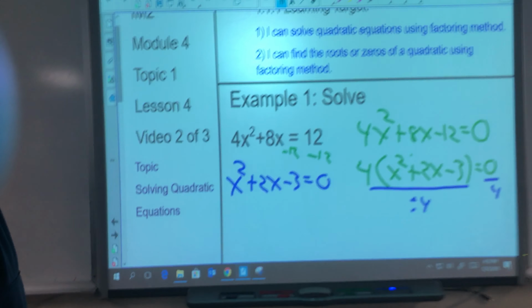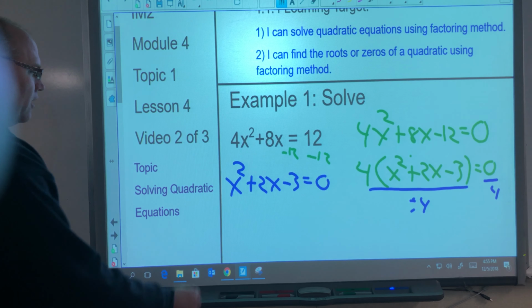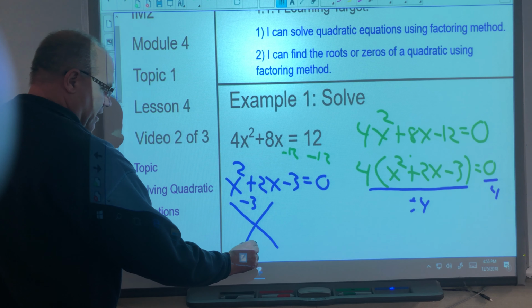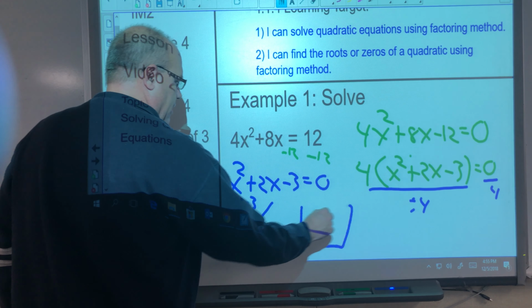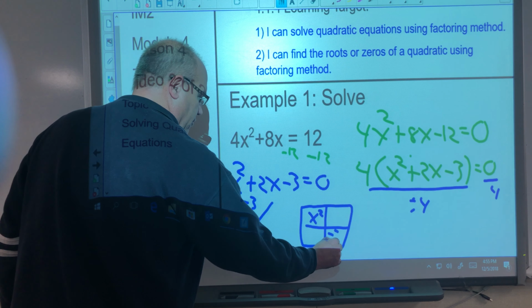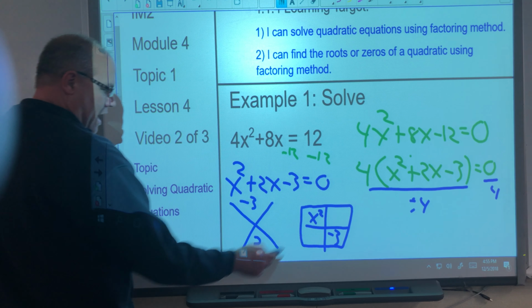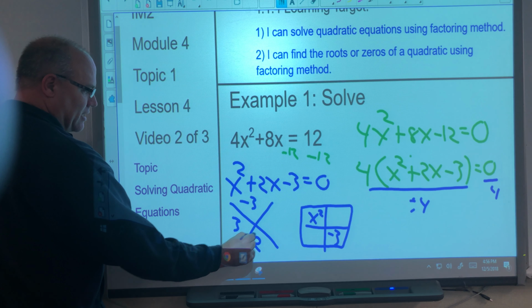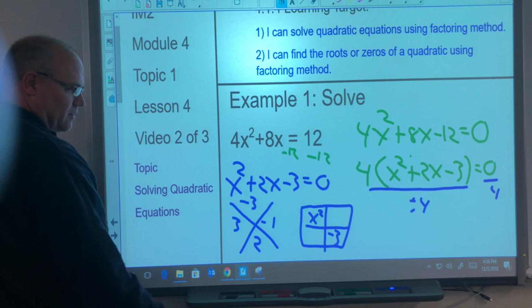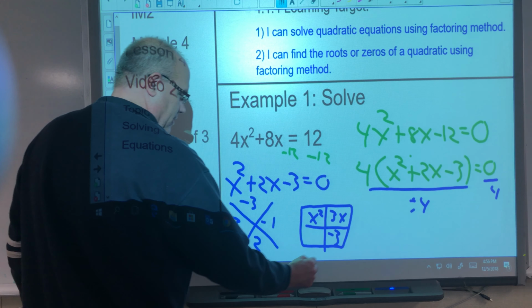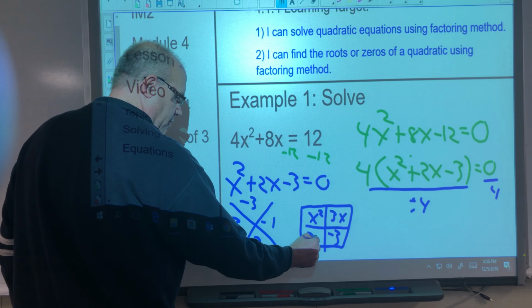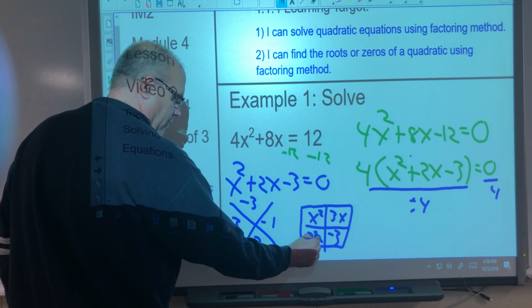All right, so now this is an easier one to factor. I'm going to do my diamond. So two numbers I multiply to negative 3, they're going to add to 2. I'm going to do my generic rectangle. And here's your x squared, here's your negative 3. These two boxes add to 2x. So that's going to be what? 3 times negative 1 is negative 3. 3 plus negative 1 is 2. So this is going to be 3x, and this is going to be negative 1x.